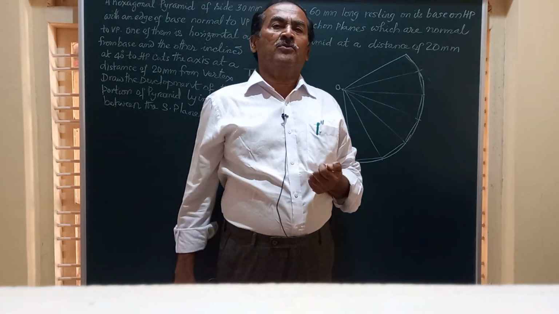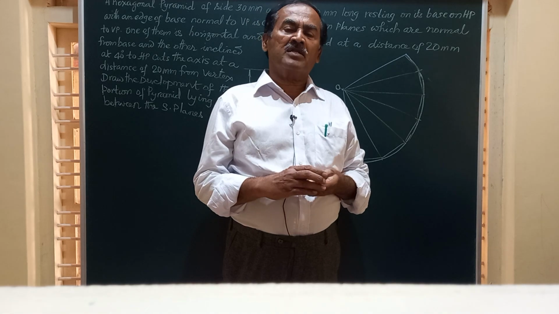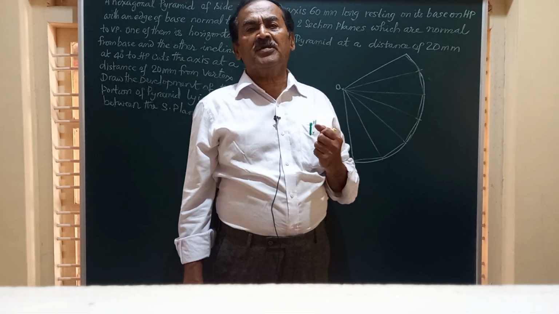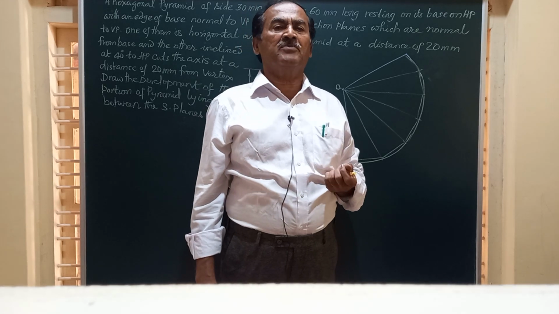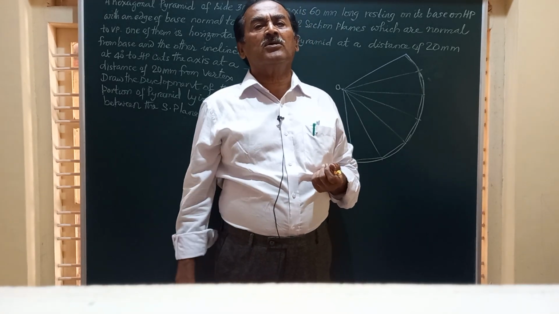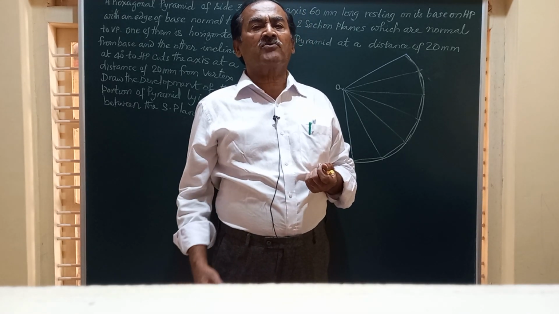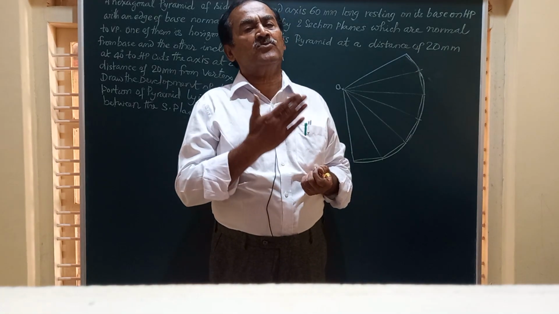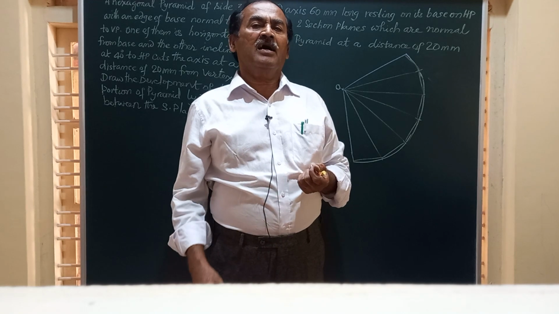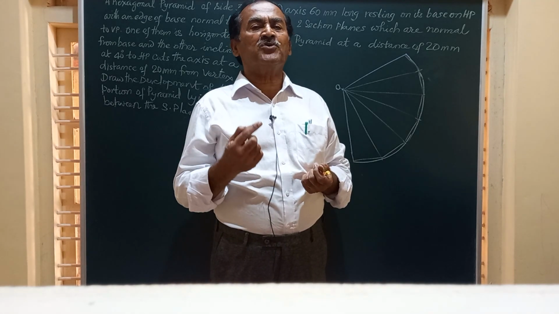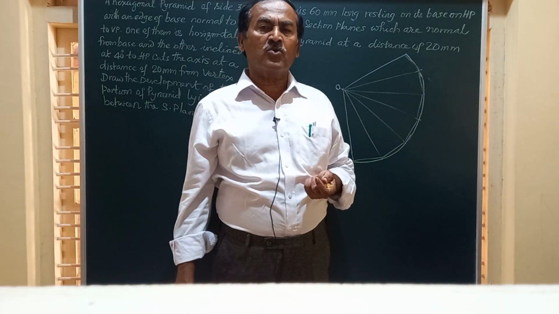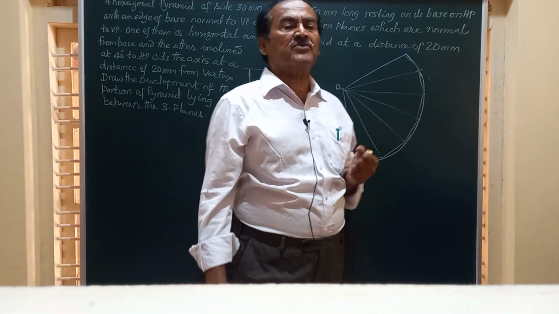In today's video, we are going to learn the development of the lateral surface of a hexagonal pyramid, which is cut by two section planes, out of which one of them is horizontal and the other is inclined to the horizontal. And they have given us the position where exactly they cut the solid. So let's go through the problem of today's video.